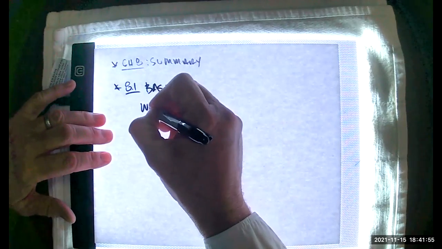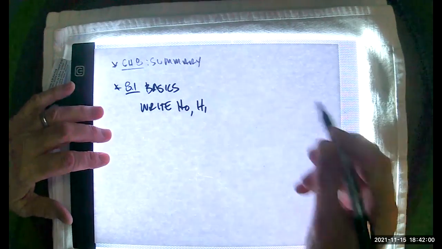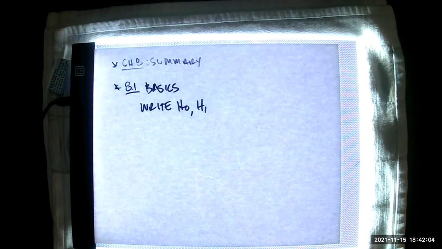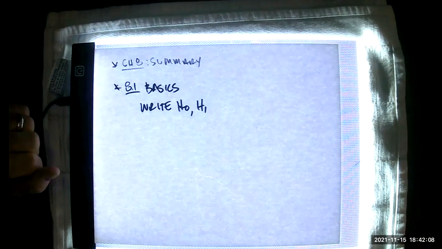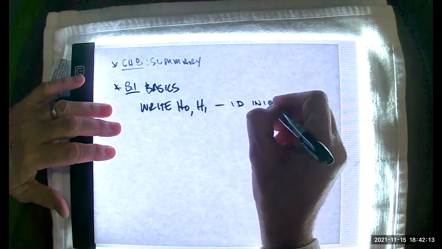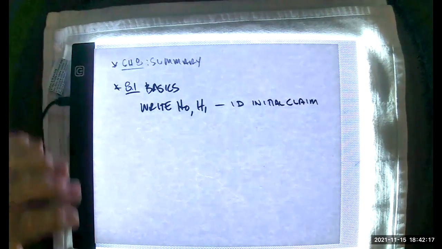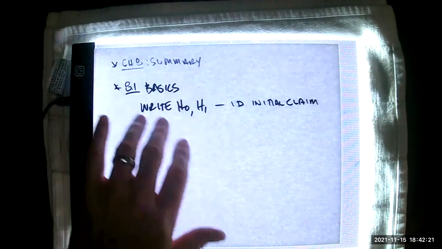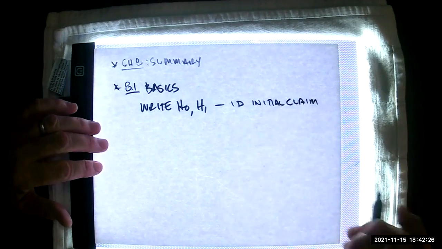You should be able to write the null and the alternative hypothesis given a particular kind of statement. If I ask you to write the hypotheses, you should be able to do that. You should also be able to identify the initial claim. This really comes into play in 8.2 and 8.3, but you gotta be able to identify the initial claim to write them, and you need to hold on to that detail.